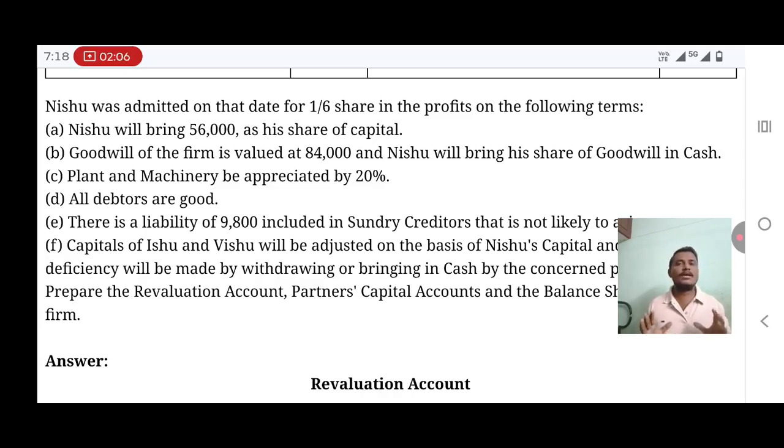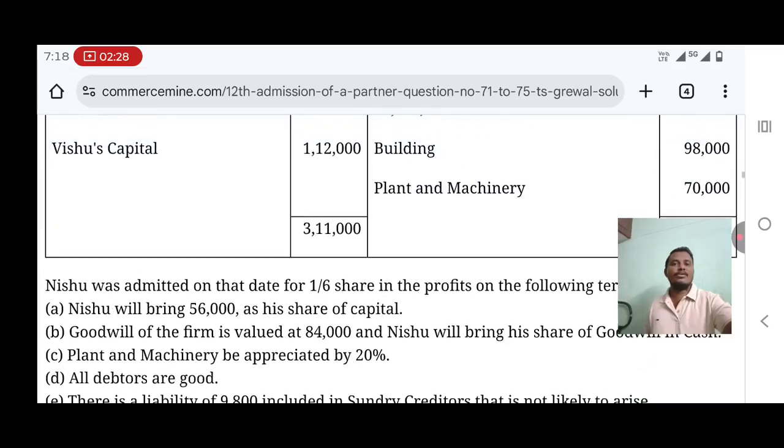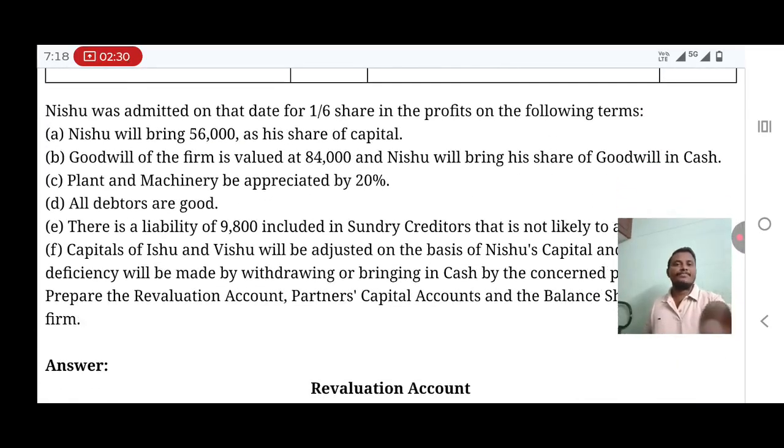Some students confuse the revaluation account with the realization account. The revaluation account is entirely different and the realization account is entirely different. Please do not confuse the two of them. Now first you can prepare the revaluation account by looking at the adjustments.